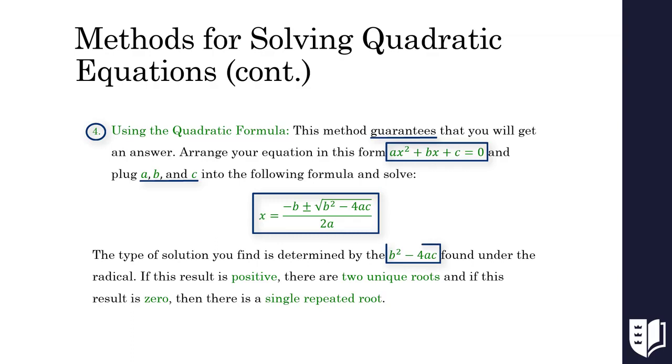Our solutions depend on what we have under the radical. If this result is positive, then we have two distinct roots. If it is 0, then we have a single repeated root.